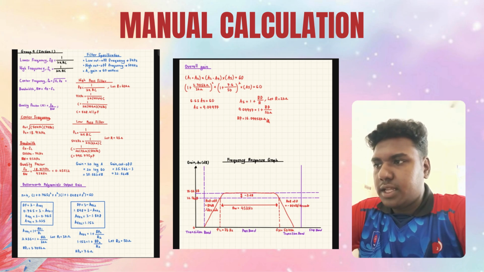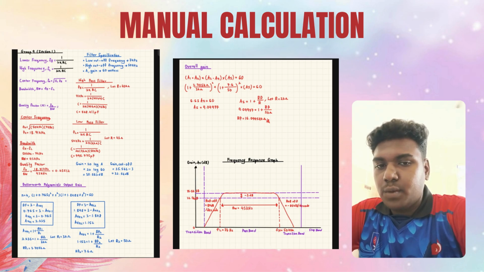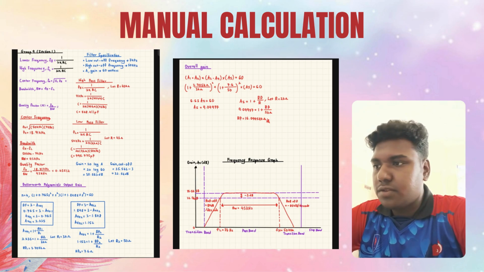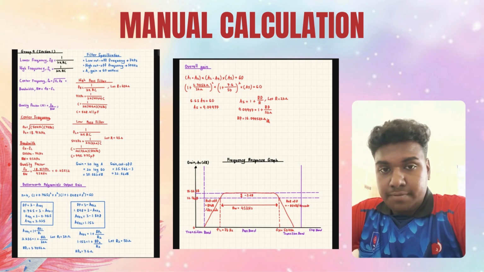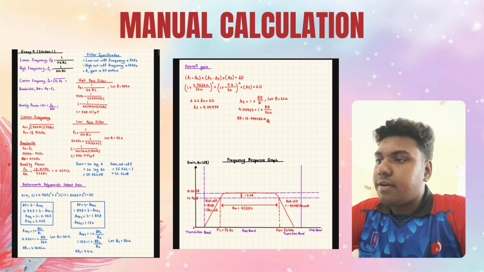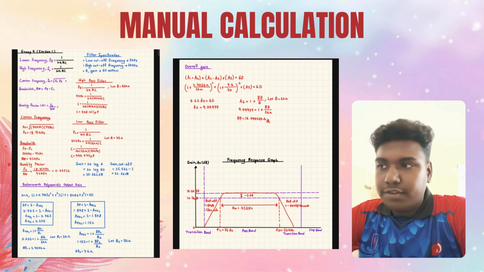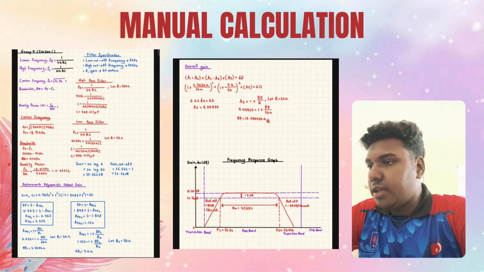Okay, so then just do that. We get 568.411 picofarad. For the low pass filter, the same formula. We got 795.775 picofarad.